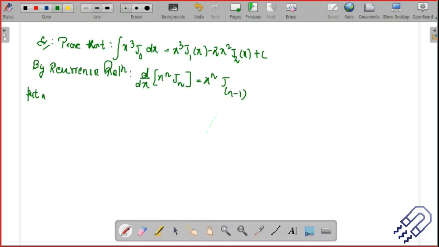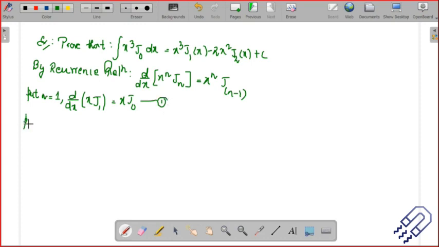Just understand and do it. So if you do it that way, I can simply write it down as d/dx of (x J1) is equal to x^0... x to the power 1, sorry, into J_{1-1}, which is J0. So this is the result that we have. Let's mark this as number 1.